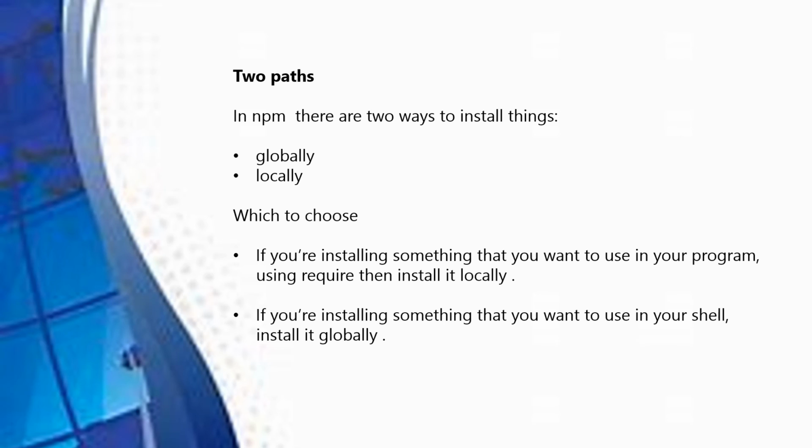In general, the rule is as below. If you are installing something that you want to use in your program using require, then install it locally at the root of your project. If you are installing something that you want to use in your shell on the command line or something, install it globally so that its binaries end up in your PATH environment variable.